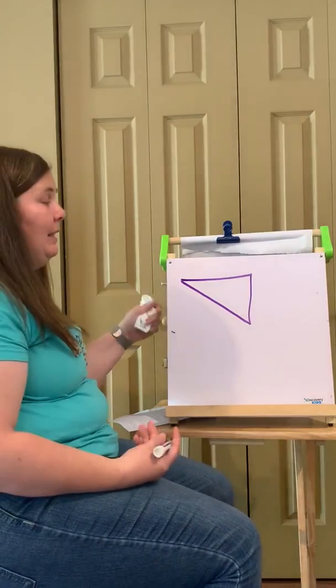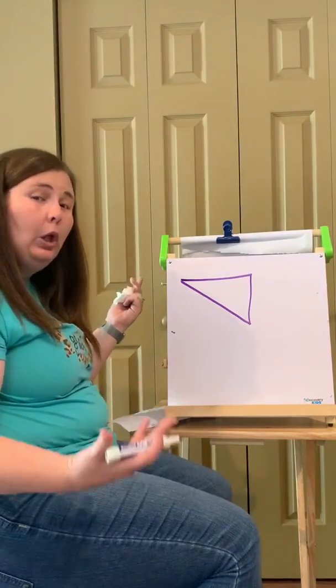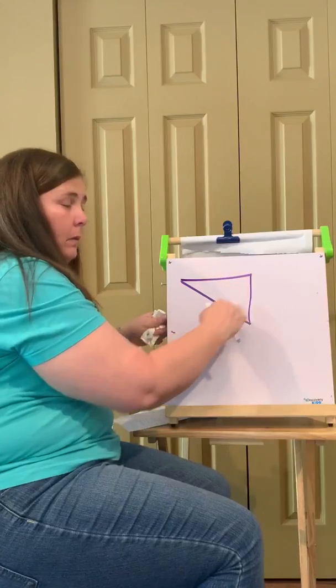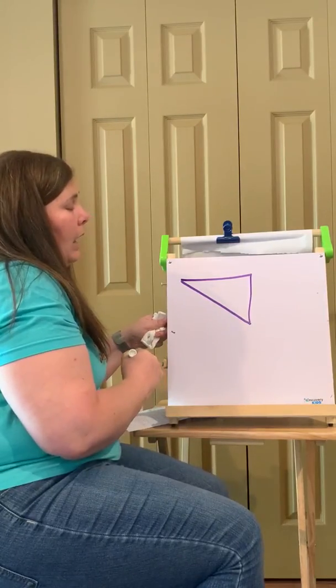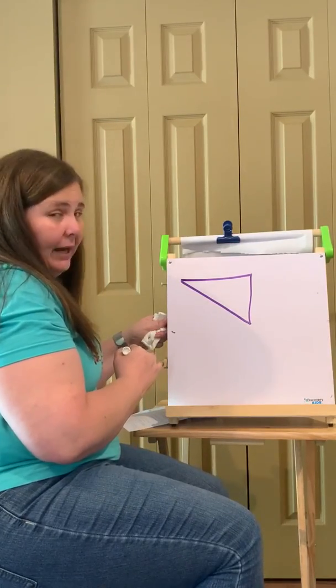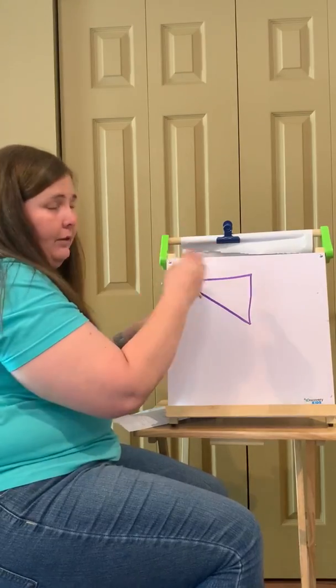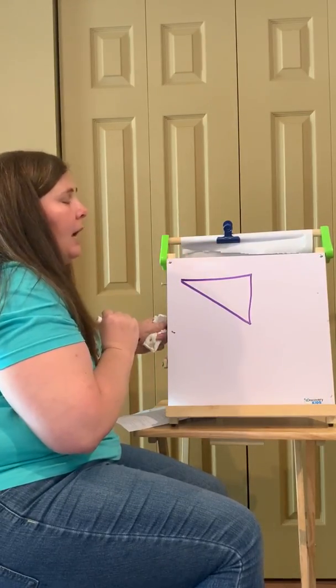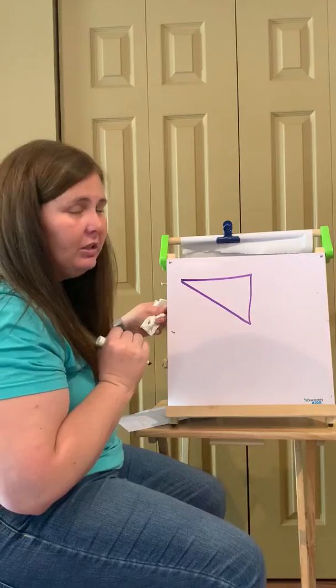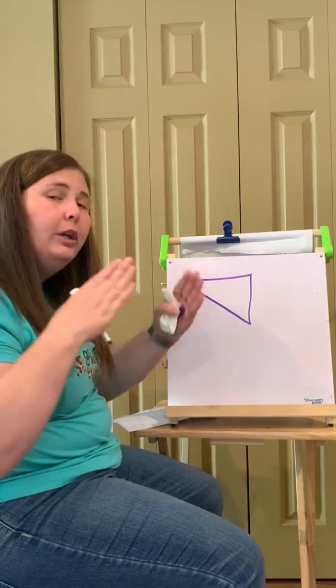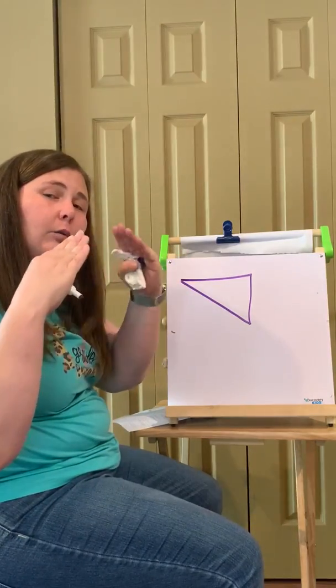Now, I see, is it open or closed? Closed. There's no way to get out of it. It's closed. It has straight lines, not curved. There's no curves on this shape. And then I want to look and see how many corners does my shape have. Remember, a corner is a place where 2 lines go together.